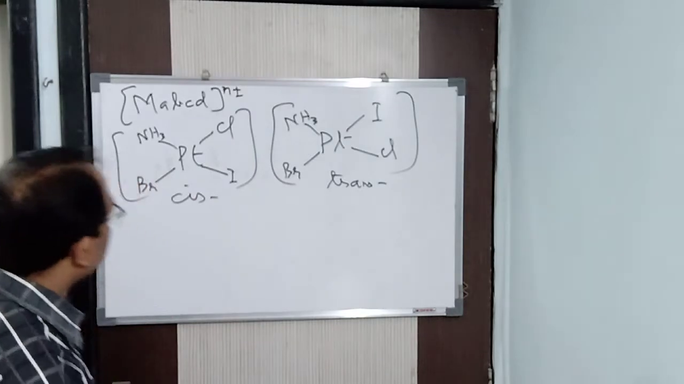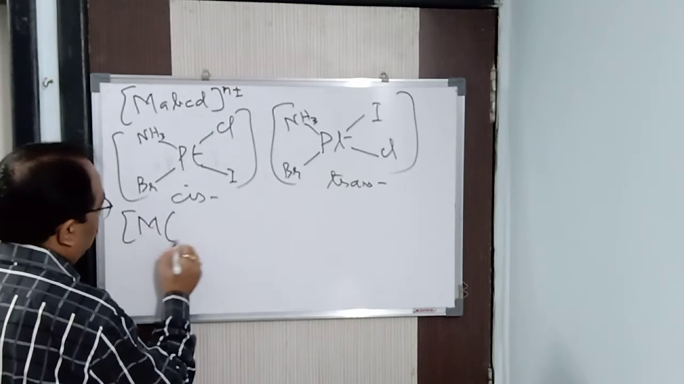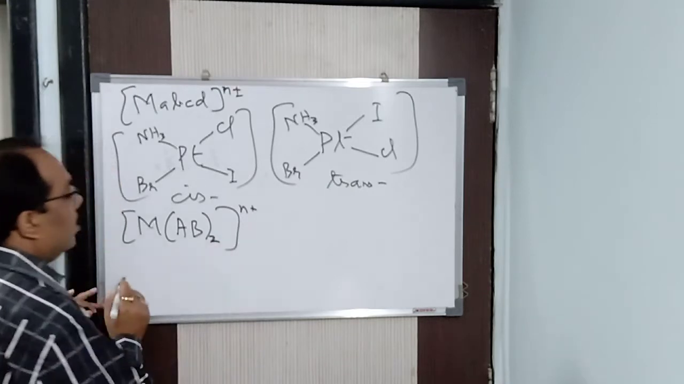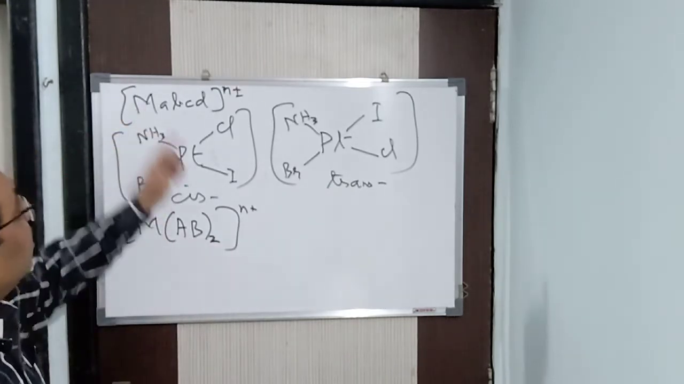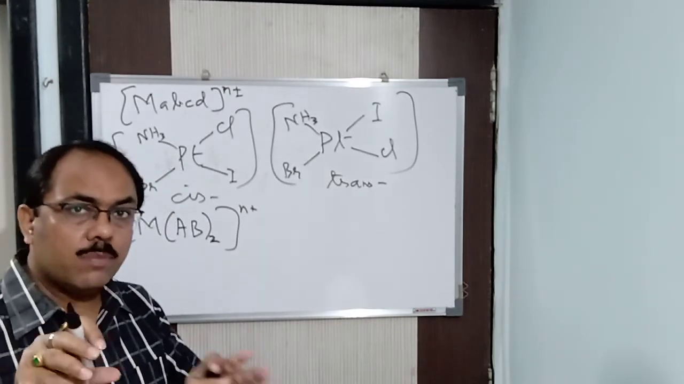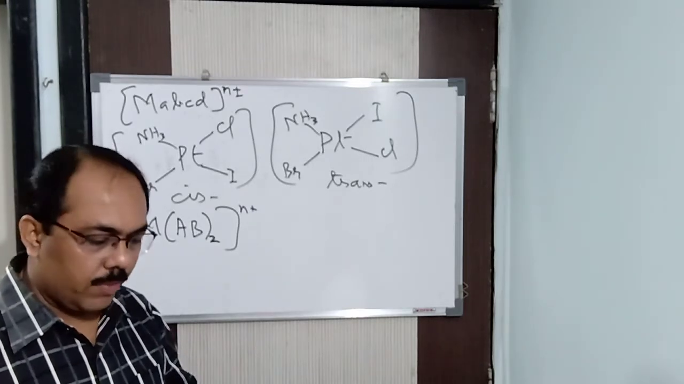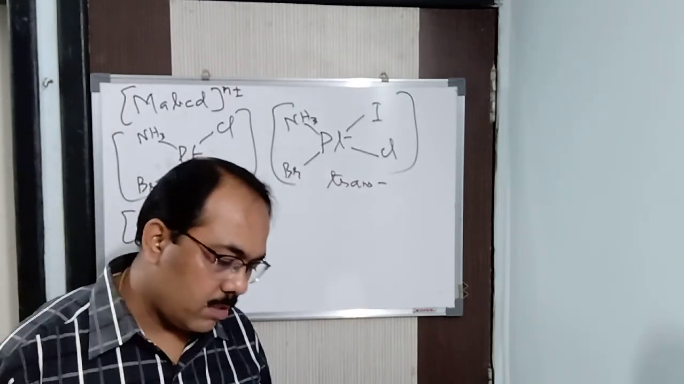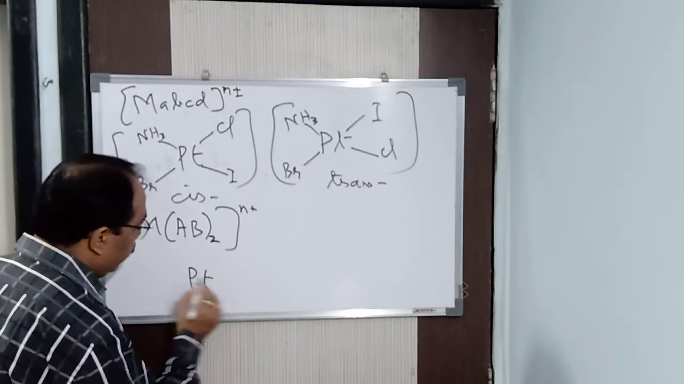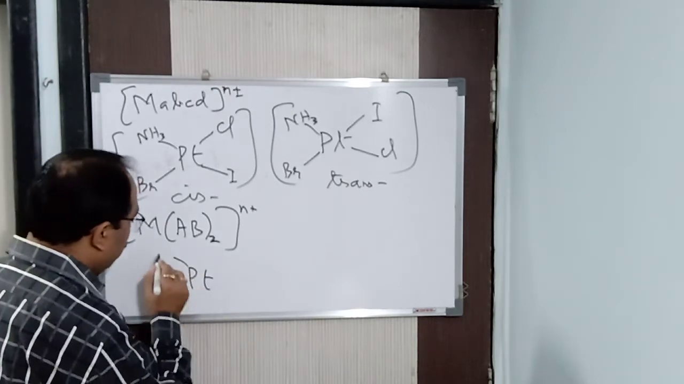Got it? Now next, after that we'll come to M(AB) whole twice, N plus minus. Now what is AB? Till now we were doing monodentate ligands. AB here is a bidentate ligand, so hence I have differentiated. Monodentate I am keeping as a small letter, the small alphabet, and bidentate I am keeping as a bigger alphabet, the capital letters. So here these are bidentate ligands, which will show geometrical isomerism. That also you need to keep in your mind. Got it?